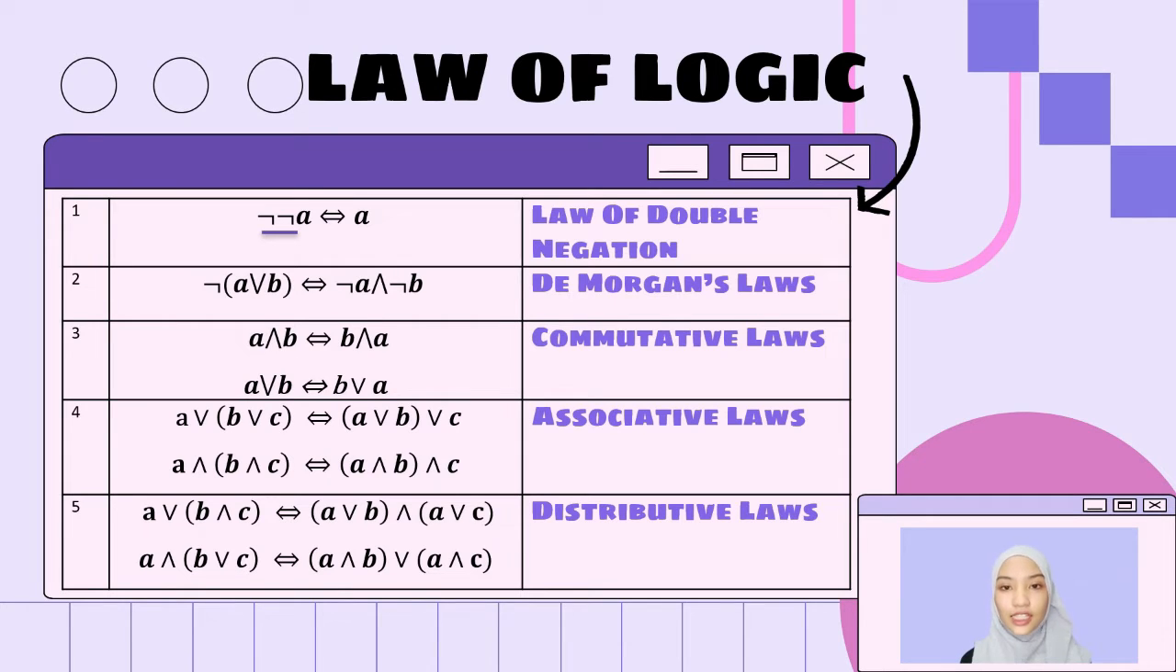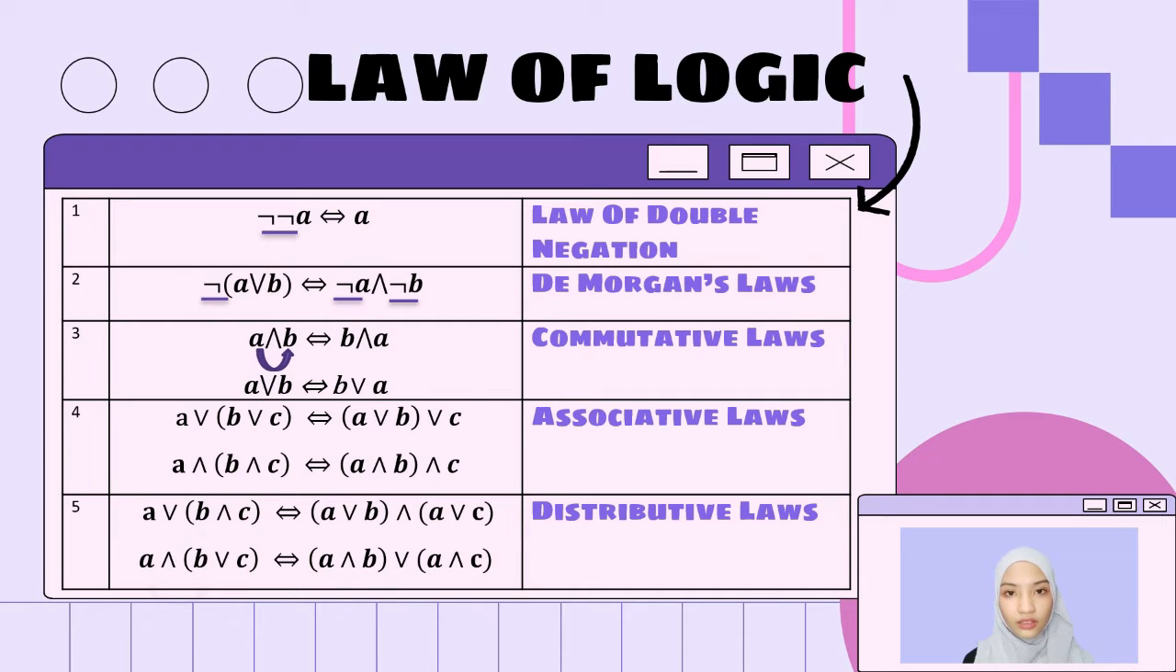The second is De Morgan's law. The function is the same as in the topic laws of set theory, in which the not sign is distributed to each set, but please be careful with the logical connective. If the original sign is OR, then the new one will become AND, and it will happen otherwise. The third law is commutative law. This law is used to change the position of the set.